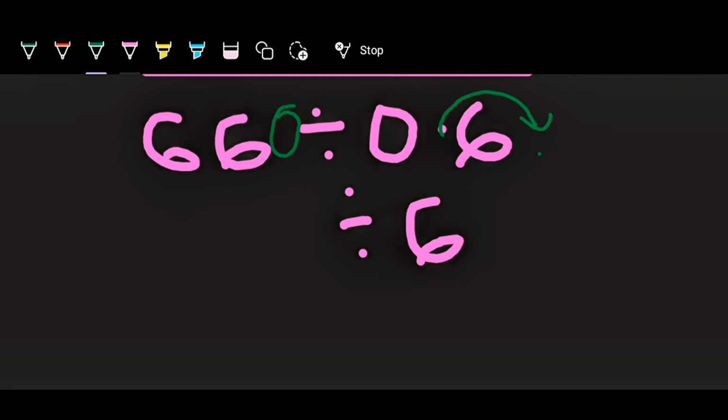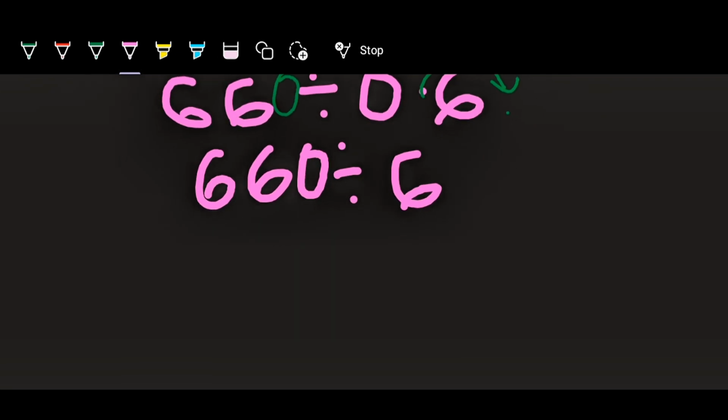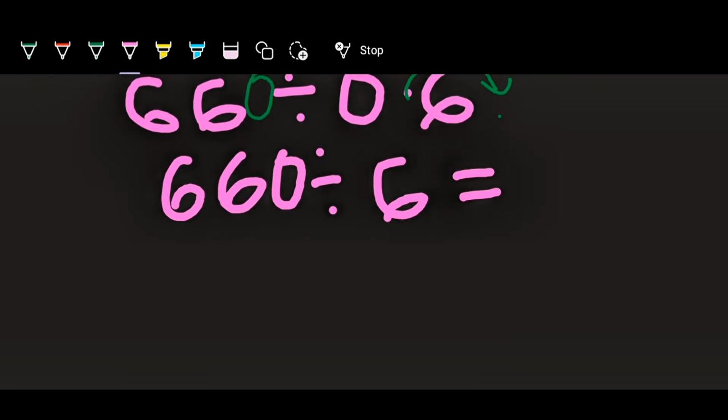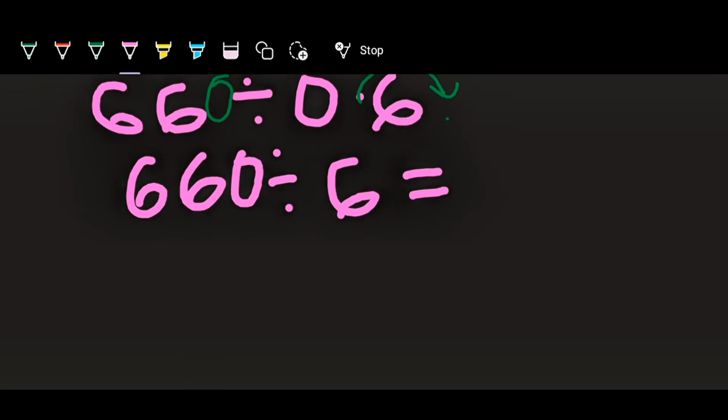So now the new equation is 660 divided by 6. And now we work it out. So 6 into 6 is 1. 6 into 6 is 1. And then 6 into 60, that would be 10. So the answer is 110. See that?